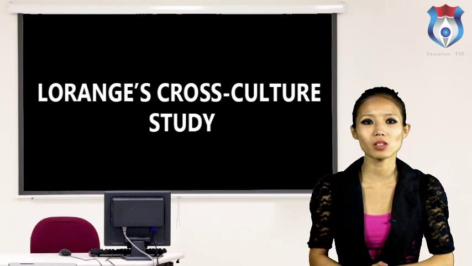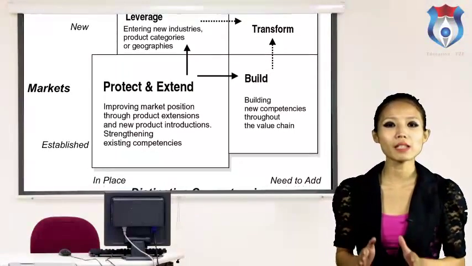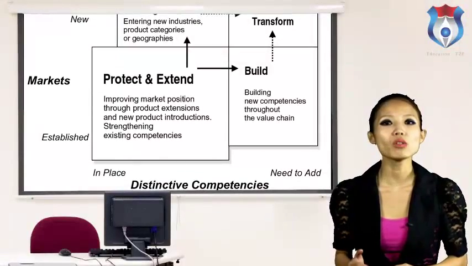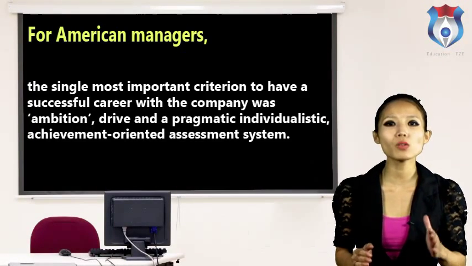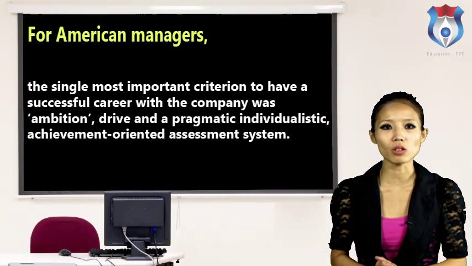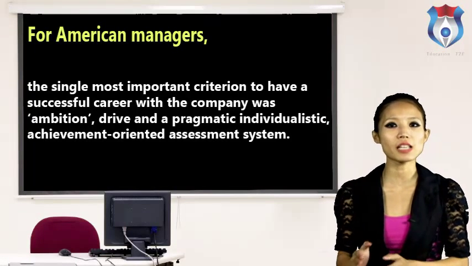Laurent's cross-culture study. Laurent tries to identify what managers perceived as being most important for career success. This led to a list of 60 criteria. National groups of managers were then asked in a systematic survey to select from among these 60 criteria those they saw as most important for career success within the firm. For American managers, the single most important criterion to have a successful career with the company was ambition, drive, and a pragmatic, individualistic, achievement-oriented assessment system.